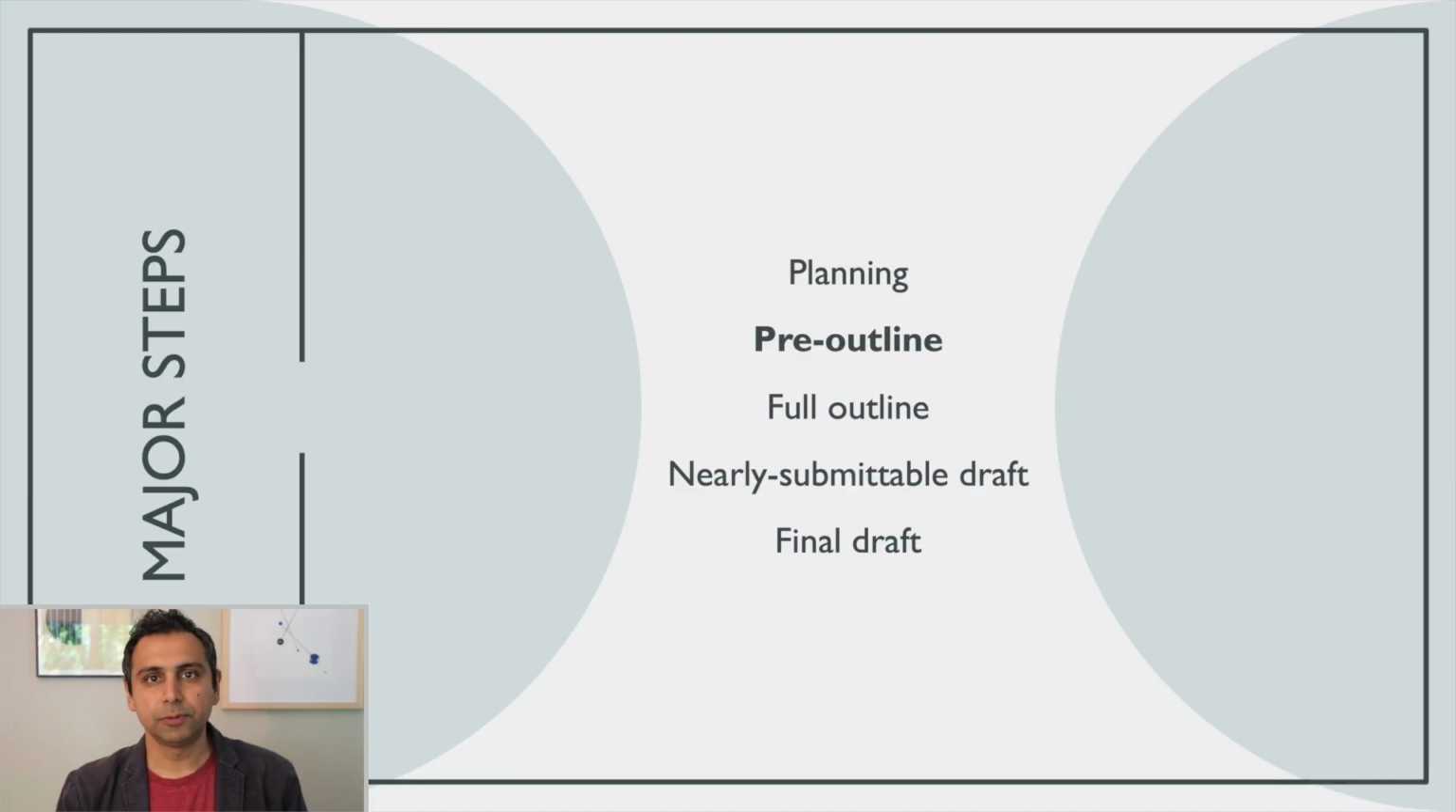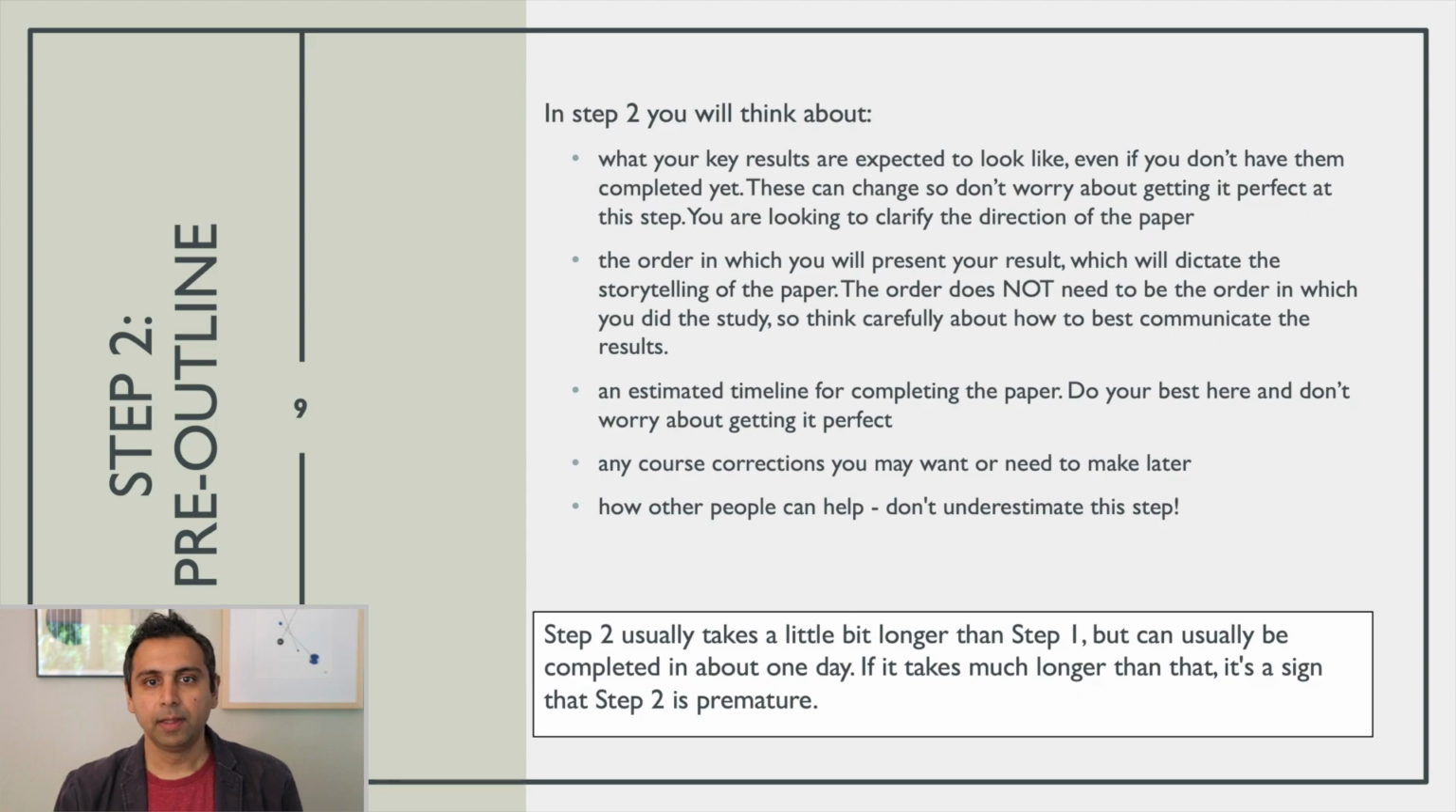So moving to step 2. Step 2 is the pre-outline of the paper. So we're not quite at the part where we write the outline of the paper, but we're going to start to get there. And we're going to mainly think about what our key results are going to look like. And it's okay if you don't have them completed yet, or even if they're very much in a preliminary form in your head of what you'd like to do. You don't have to get it perfect. You just want to clarify what is the type of key result that you want.